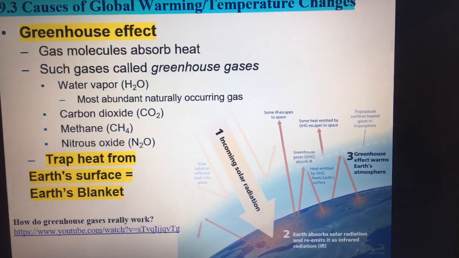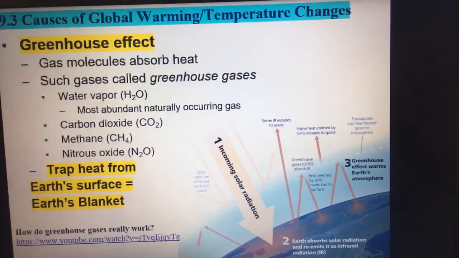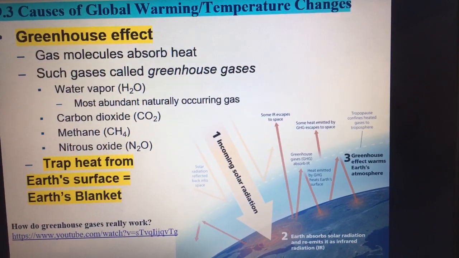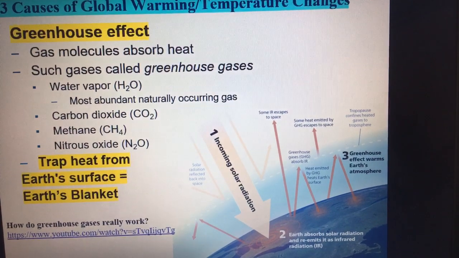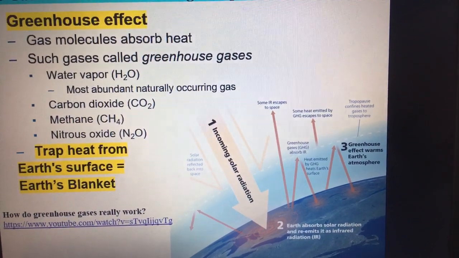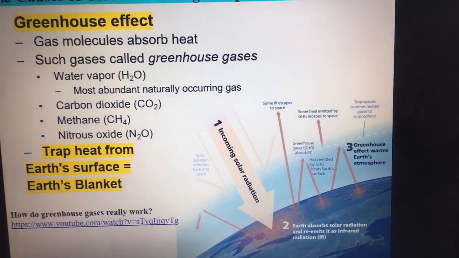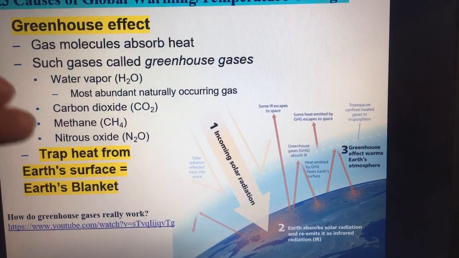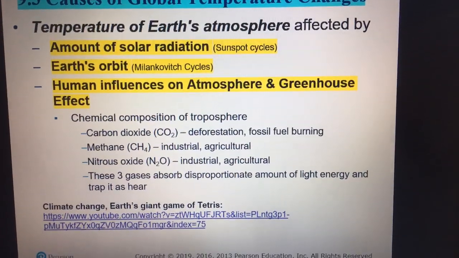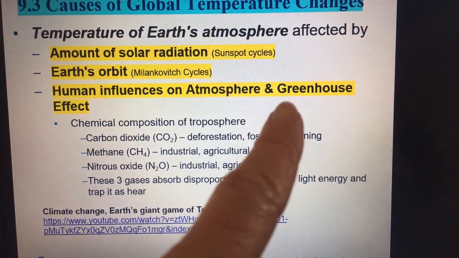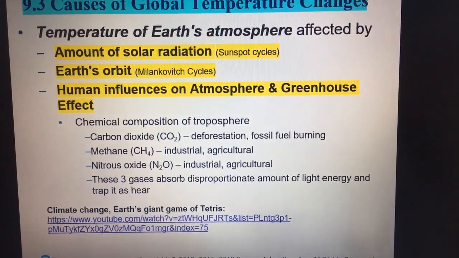This is a natural effect on Earth, and our atmosphere is like a thermal blanket. It's keeping us warm and it's moderating our temperature by absorbing some of the heat coming off of the Earth. And these gases are very important in doing that. Well, what are human beings doing to change that? Human influences on the atmosphere are changing the greenhouse effect.